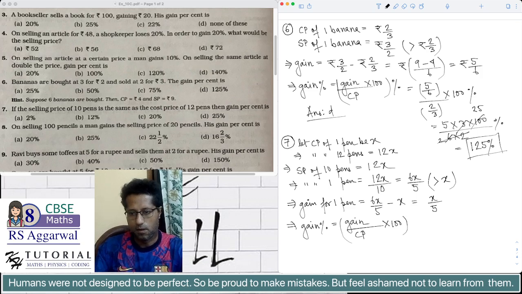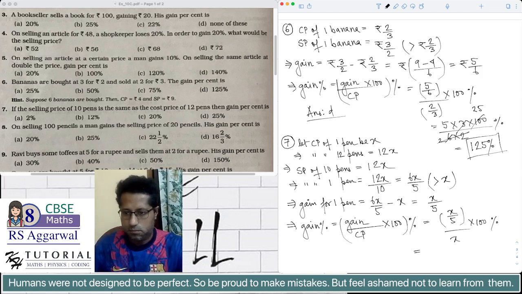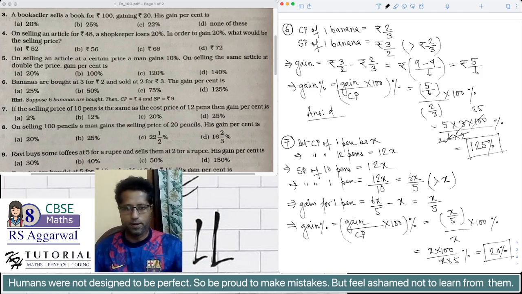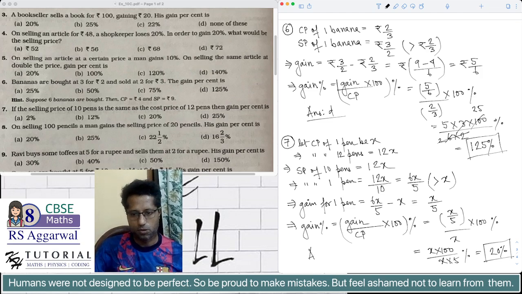This whole percentage is equal to gain, which is x by 5, and cost price is x, multiplied by 100. This is equal to x multiplied by 100 divided by x multiplied by 5, this much percentage. This is equal to 20 percent, and hence the correct choice will be C.